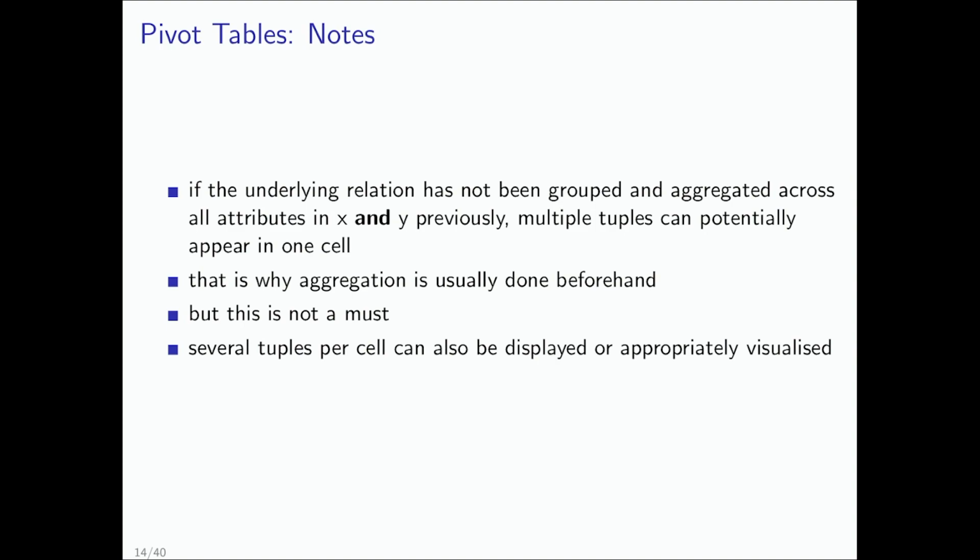Some notes on that. If the underlying relation hasn't been grouped and aggregated across all attributes in X and Y previously, multiple tuples can potentially appear in one cell. That is why aggregation is usually done beforehand.